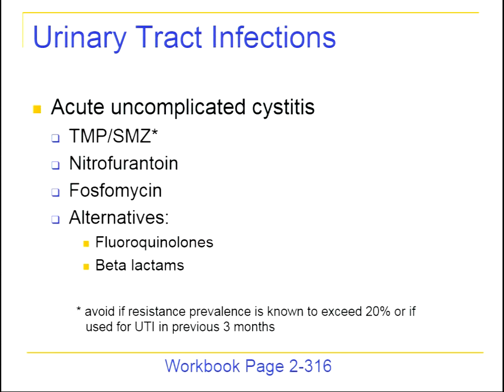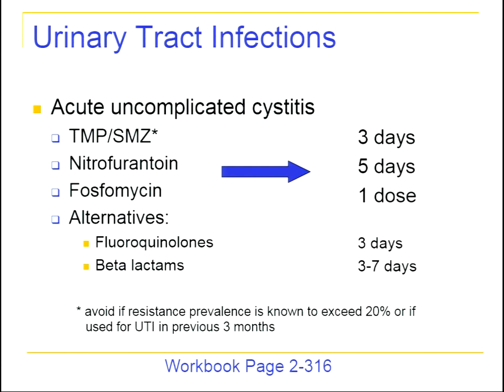So in those patients, your options are either trimethoprim sulfa, nitrofurantoin, or fosfomycin. Quinolones and beta-lactams are not first line, they are alternatives. And depending on which antibiotic you're going to choose, that will then direct you into the length of therapy. So Bactrim you use for 3 days, nitrofurantoin for 5 days, and fosfomycin for just 1 dose.